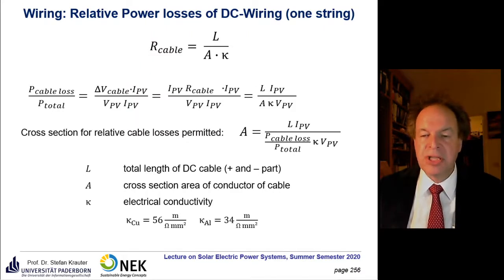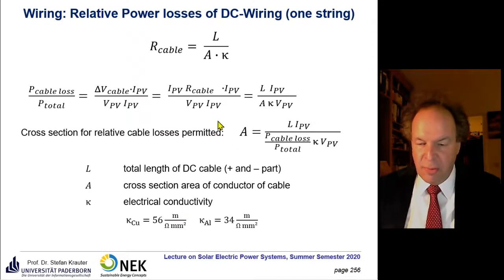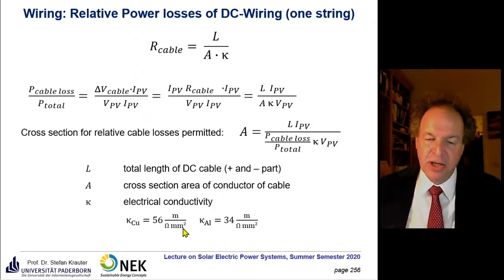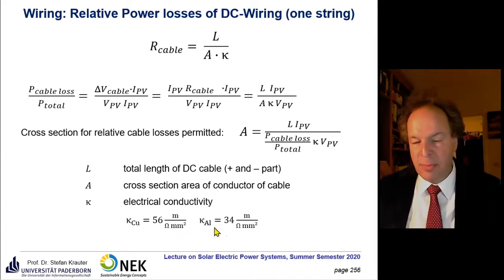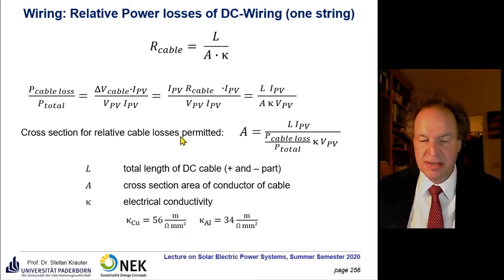This is just a repetition from the lecture. So you have this transparency here where it shows the formula once again, and here we have the electrical conductivity of copper. This is 56 meters per ohm per square millimeter. For aluminium we don't have to consider it, it's only asked for copper wires.